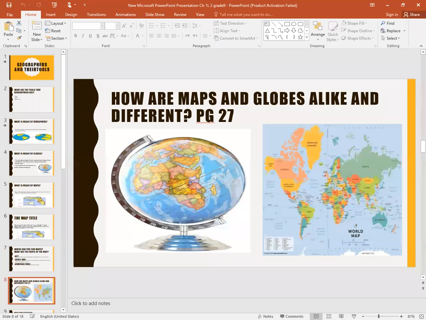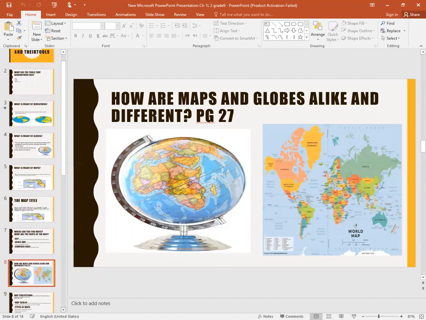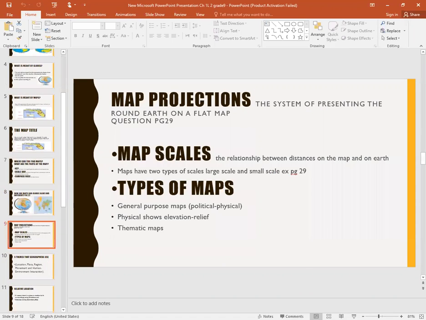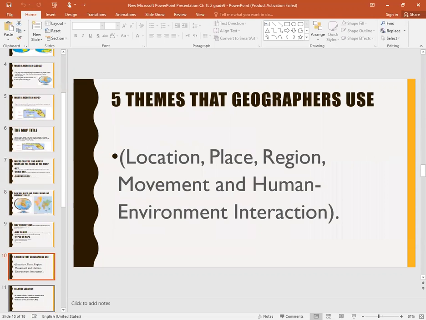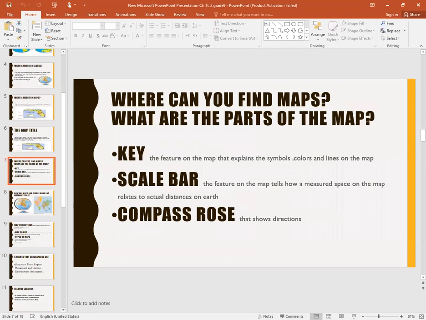Okay, here we have also the globes, but does anyone know what's meant by globes? What's meant by globes? I know. Okay, go ahead. What's meant by globes?